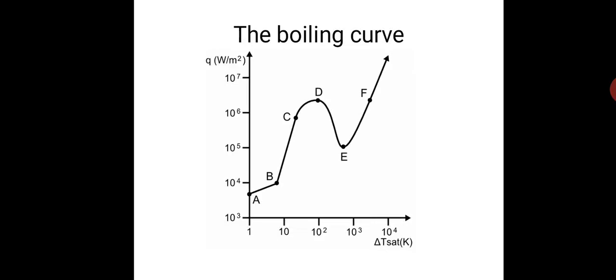At E starts the film boiling, where the heat transfer is by conduction and radiation across the vapor blanket. Reduction in heat flux occurs and follows the cooling curve, but we cannot correctly show this film boiling portion.